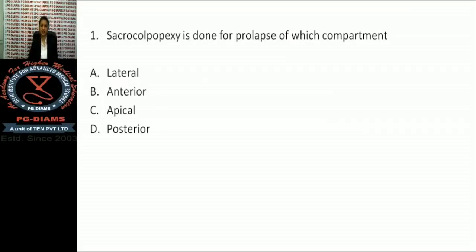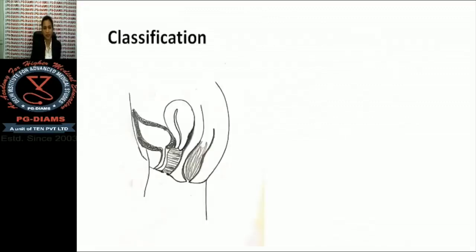Now to answer this question you should first understand what are the compartments in which pelvic organ prolapses are divided. Basically, depending on the location of the organ, you classify it into three compartments: anterior, middle or apical, and posterior. Now if you see this diagram, you have this anterior compartment.